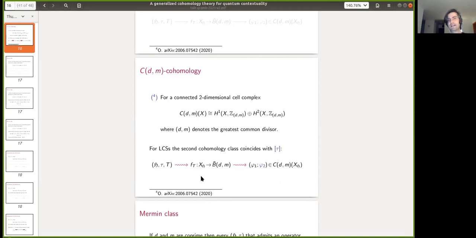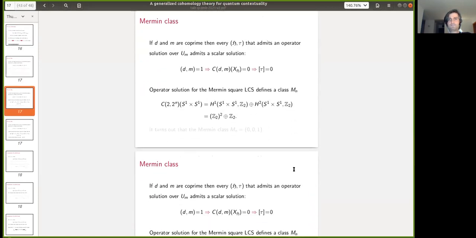Essentially, there are two things to look at in this diagram. One is to understand the precise relationship between the lattice model that corresponds to the Bouvin phase and the class in the CDM cohomology. And the other thing is how they are interacting inside this cohomology theory with the Mermin class. So the links require more thought and more detailed study of how these classes come into existence.